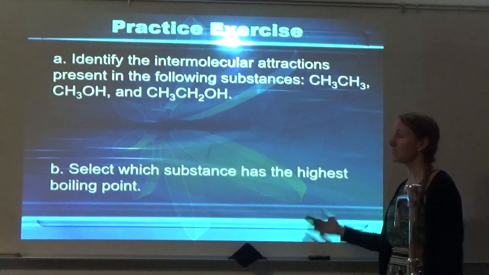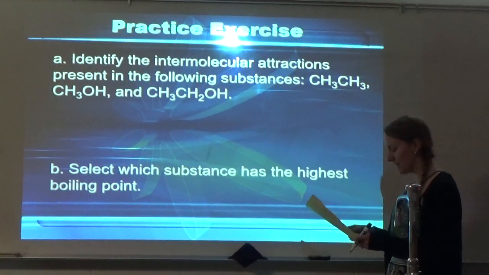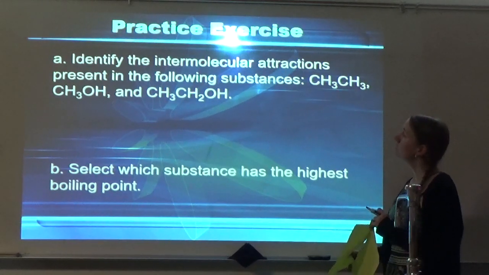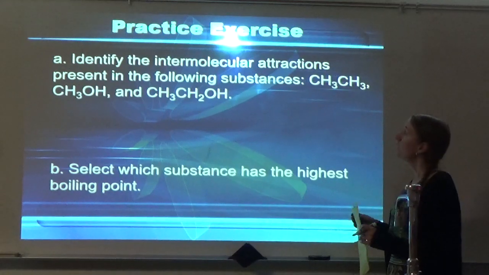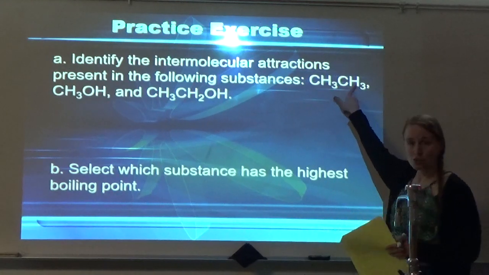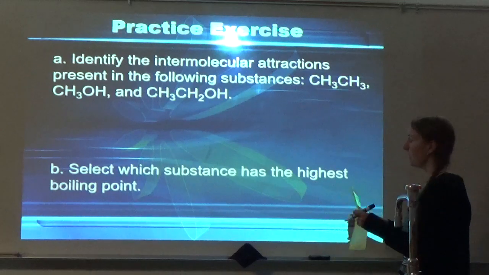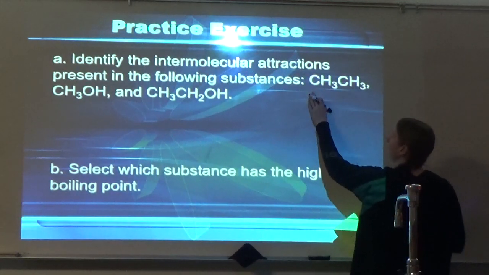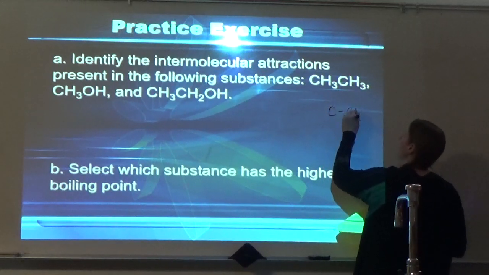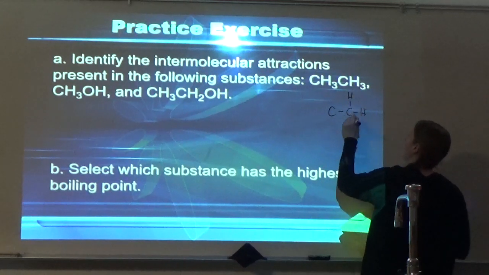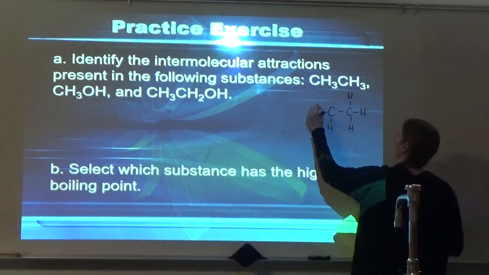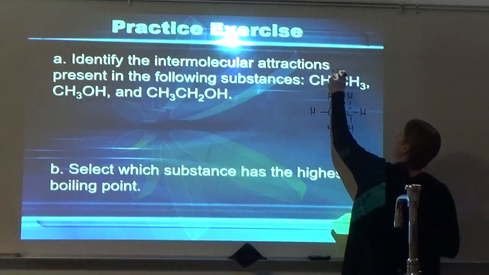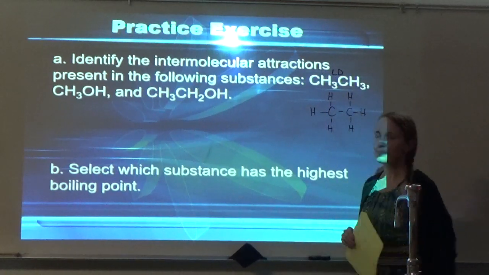Now you try the practice exercise. I'll assume that you paused the video, tried it, and then we will look at it together. So it says, identify the intermolecular attractions present in the following substances. Okay, so we have CH3CH3. This is practically going to be nonpolar because the C's and the H's are close in electronegativity. You can also draw it and see that any dipoles, because you will have small dipole moments between C and H, but they're all going to cancel. So since this is nonpolar, it only has London dispersion.